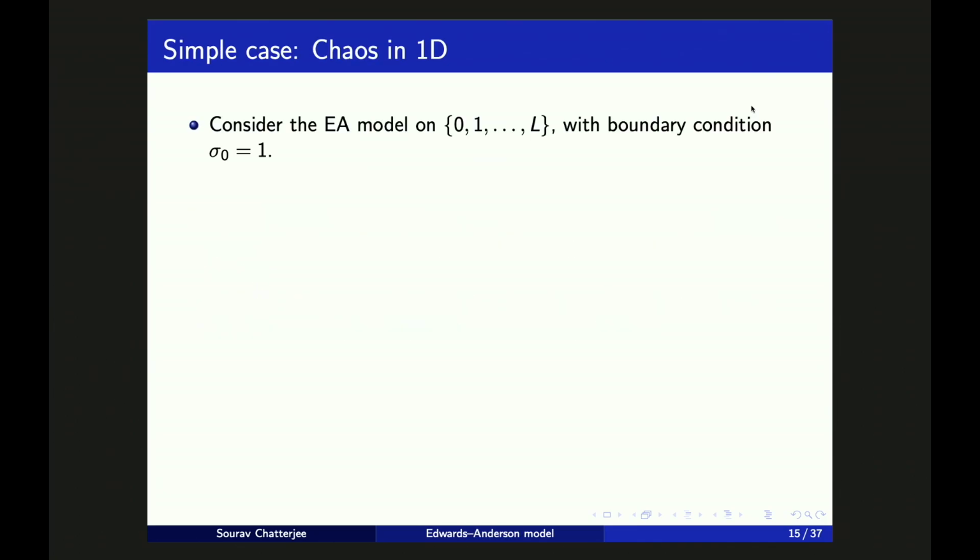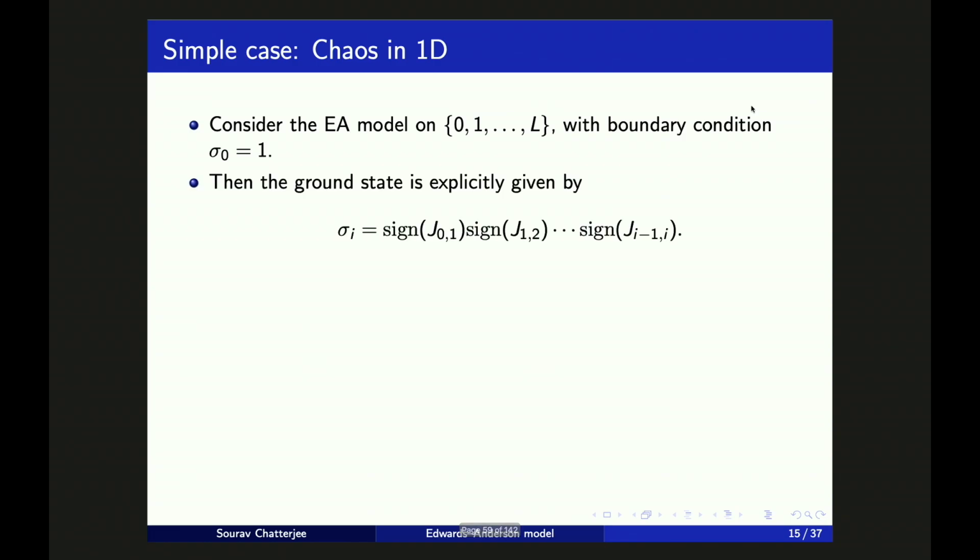So, a simple case: chaos in one dimension, and this is the reason why the physicists believe that there is chaos. Consider the Edwards-Anderson model just on this line, 0, 1, up to L, with boundary condition that sigma_0 is 1. So you impose a boundary condition, for simplicity. I'll tell you why it's simpler. In this case, the ground state has an explicit formula. The spin at site i is a product of the sign of the first coupling times the sign of the second coupling times the sign of the third coupling, all the way up to the sign of g_{i-1,i}. And this is an exact formula for the ground state.